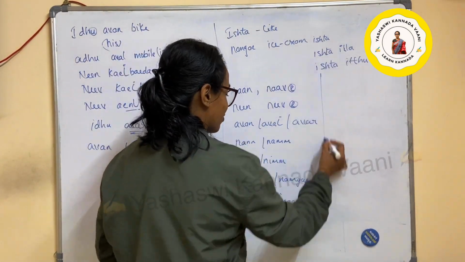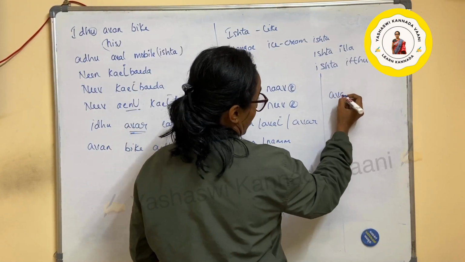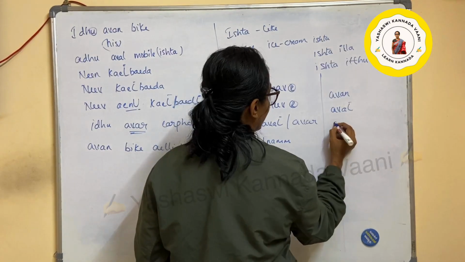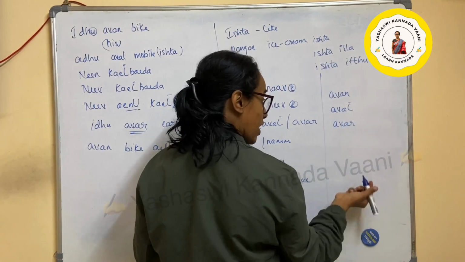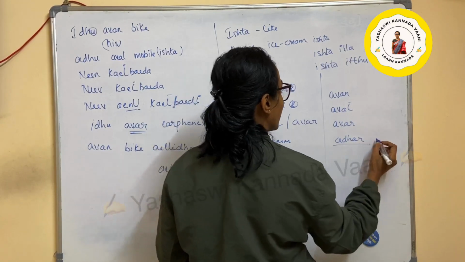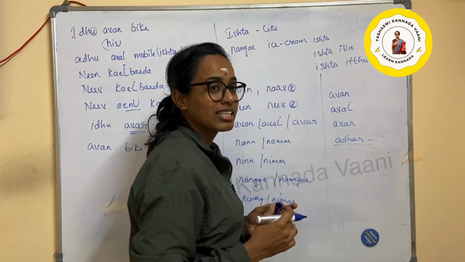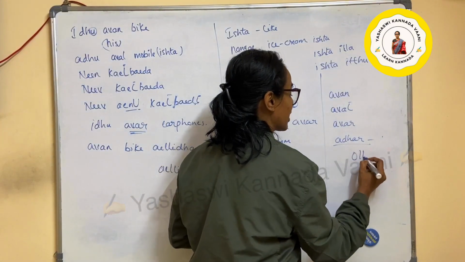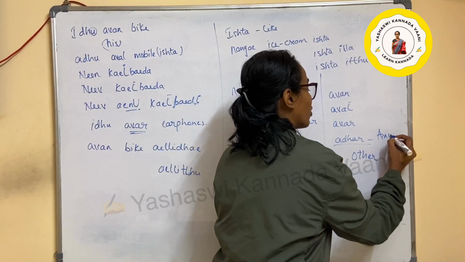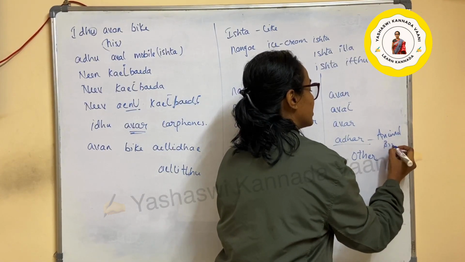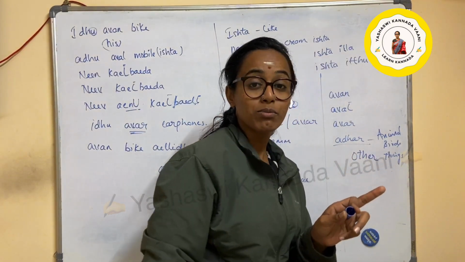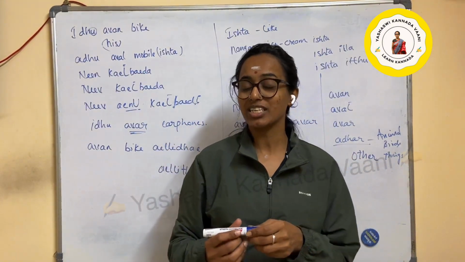So these are the kind of things that we are learning. Next, avana ishta, his like, his wish. Avala ishta, her wish. Avara ishta, their wish. Adara ishta. Adara sounds like other in English. Here you will be using this one for animals, birds, and things, which we call napumsakalinga, the third gender, neutral gender.